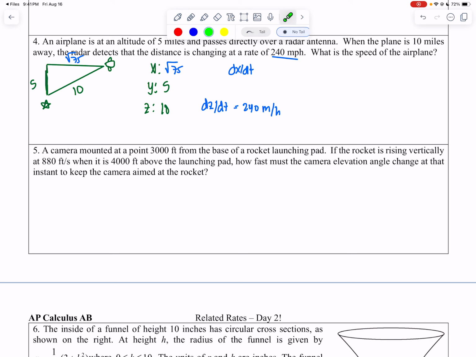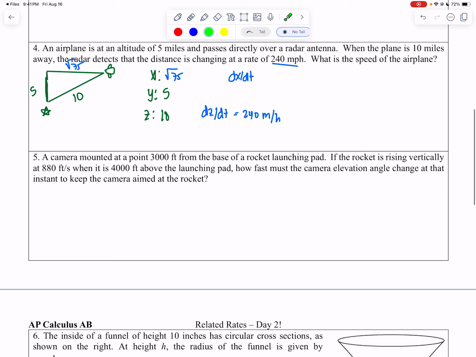And the reason why is because I don't really care about this. Since it's an altitude of 5 miles away, it's always going to be 5 miles away here. So this is changing right here, but your height will always say 5. Which means since your height is always saying 5, dy dt is equal to 0.